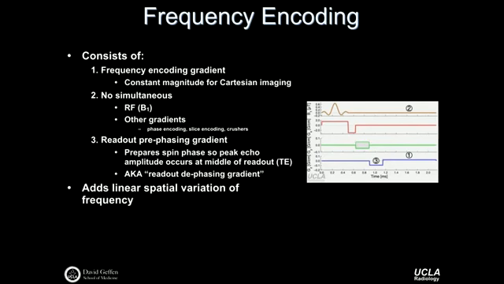And what does that gradient do? Well, it does a couple things. It helps us form the echo, but it also adds a linear spatial variation of frequency. And you'll see that in distinction to what the phase encoding gradient is going to do. The phase encoding gradient is going to add a linear spatial variation of phase.